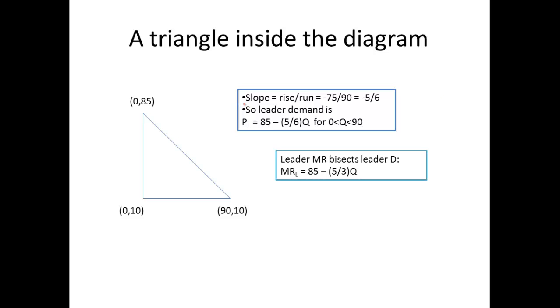Again, the slope of this leader demand curve, slope of DL, equals rise over run, which is minus 75 over 90, or minus 5/6. So the leader demand curve equals price of the leader equals 85 minus 5/6 times Q. And that's relevant for quantities up to 90 where the kink kicks in for the leader demand curve. How do we find leader MR? Well, we just bisect, and so MR for the leader is 85 minus now 5/3 times Q.